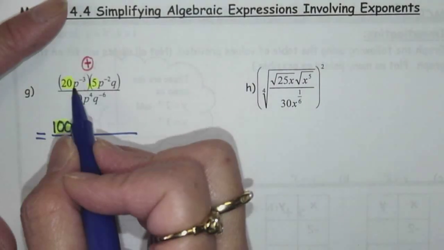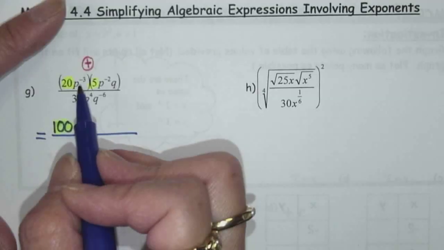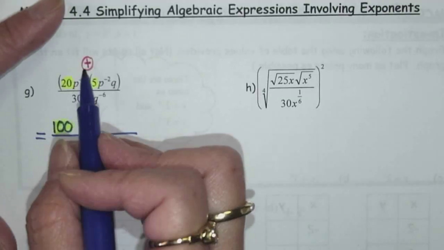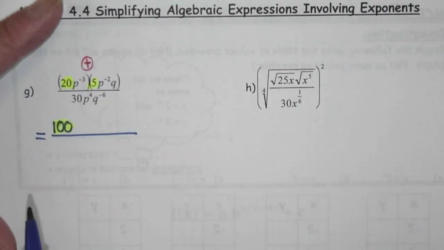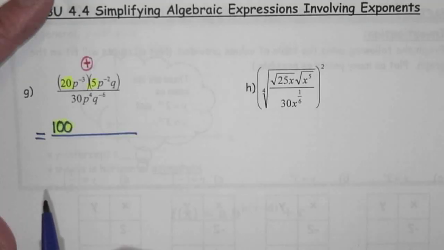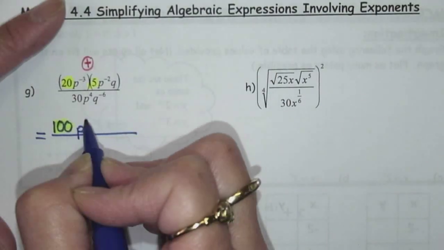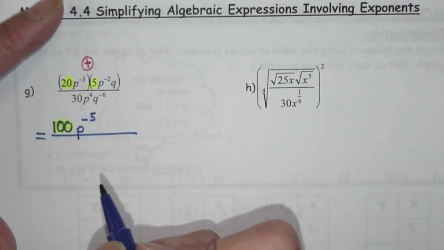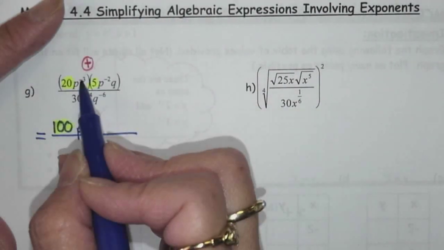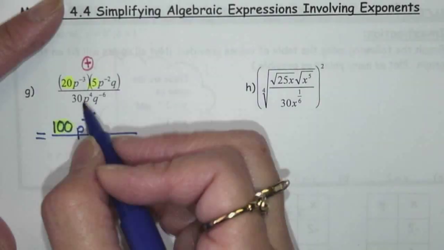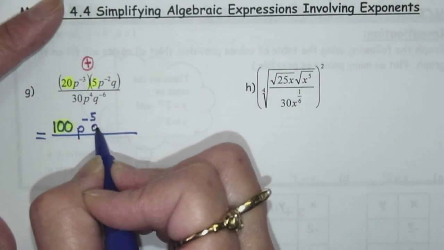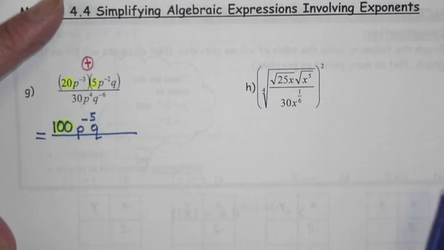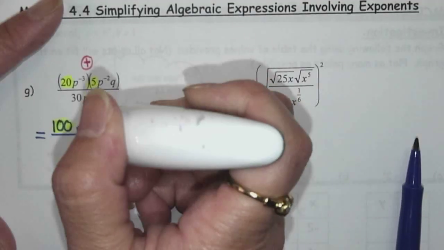Then here we're adding the exponents: P to the negative 3 plus negative 2. So that would be P to the negative 5. Does that make sense? Negative 3 plus negative 2. And then we have Q to the nothing. P to the negative 5, Q.